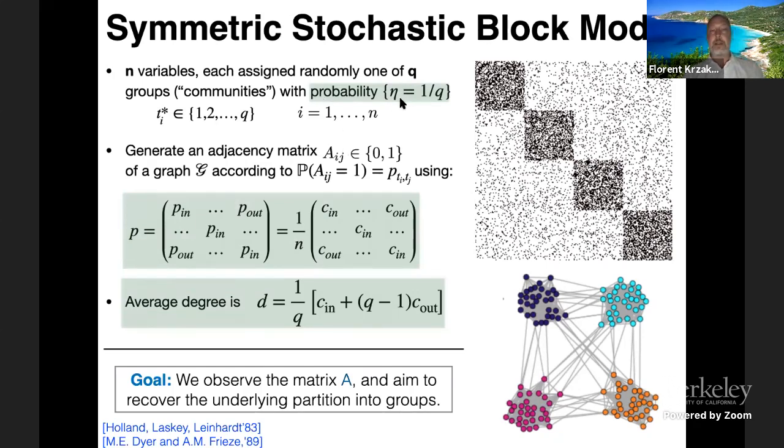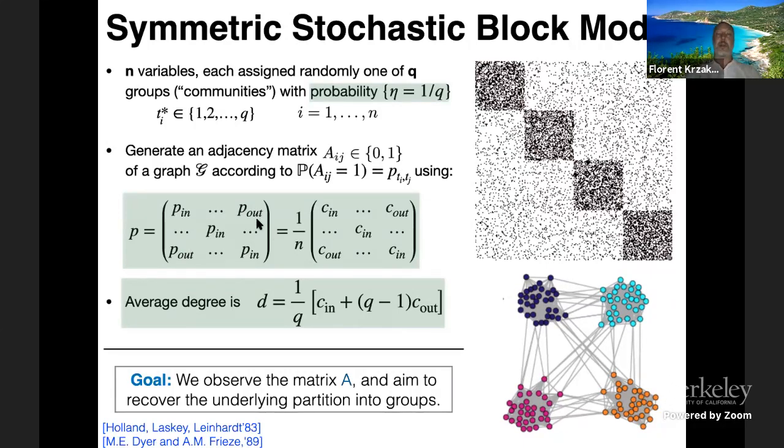All right, so please try to remember this notation for what follows. Eta is the probability that each variable goes into one group. We are going to focus on the symmetric stochastic block model, where we have equiprobability. So a priori, each node can be in one of the Q groups with equal probability, 1 over Q. Same for the matrix. We are going to take a very simple case: on the diagonal we take p_in, and everything off the diagonal is p_out.